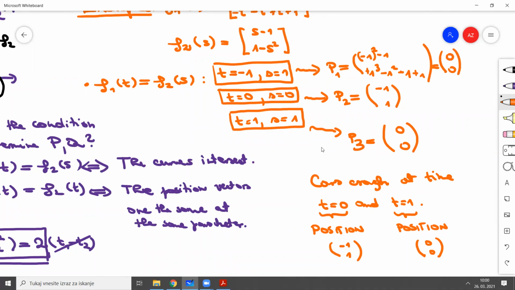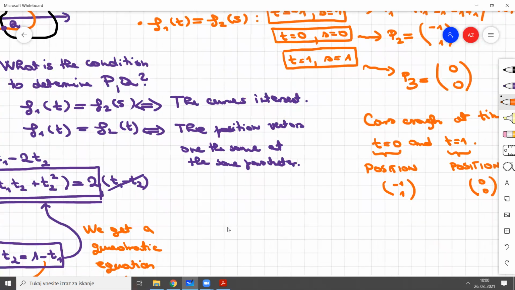Is there maybe some question? Yes, so I still don't understand why T1 and T2 should not be equal when talking about self-intersections.